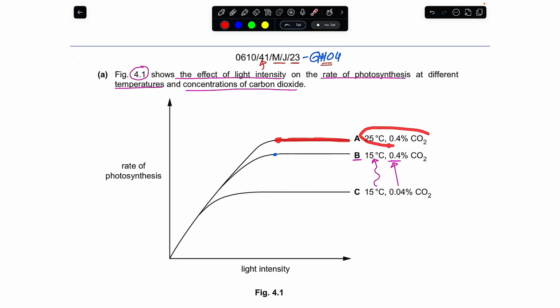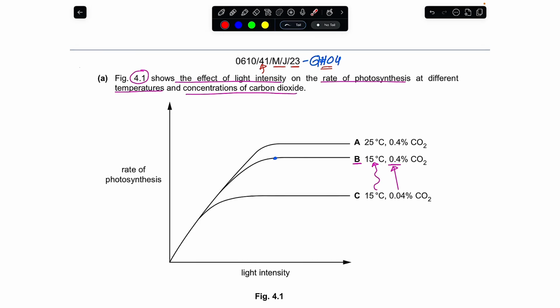Because when I do not have the limitation of any of the external factors, at this point the enzymes that are responsible for carrying out the photosynthetic process have reached their maximum. So we can't further increase the photosynthetic process beyond this point. I have given you the elaboration of this curve.